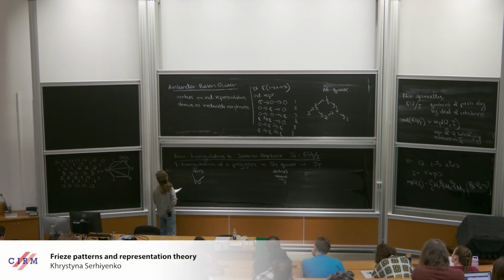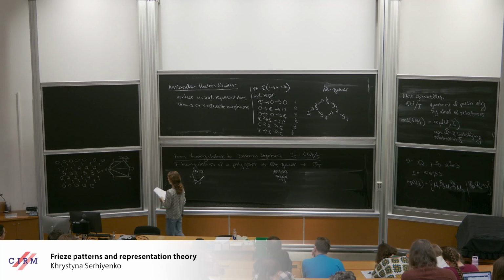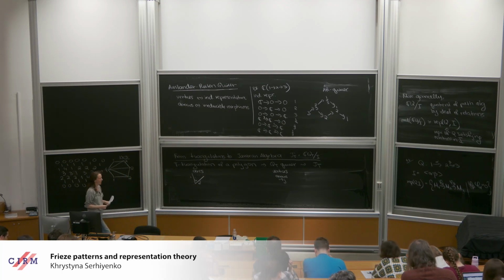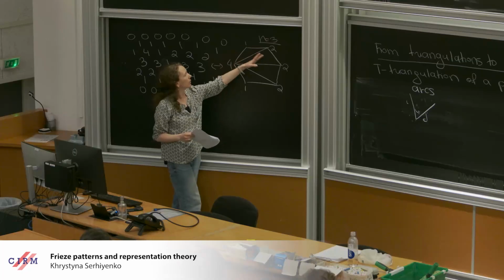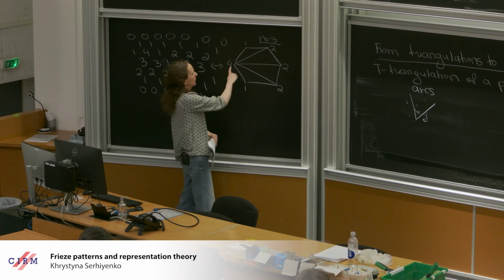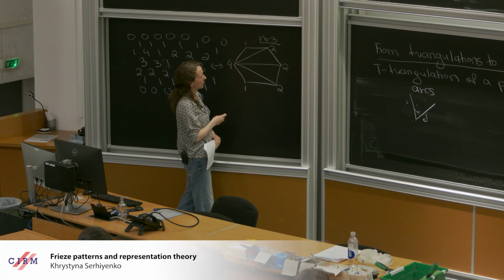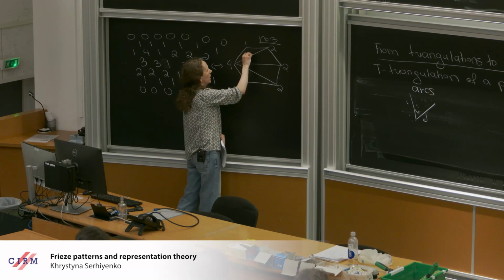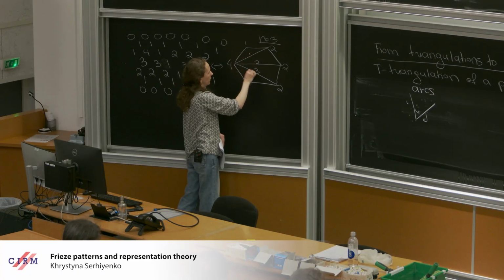Okay, so in our example, let's do it here. What do I mean? For example, this is a triangulation of a hexagon. I'm going to label my arcs in the triangulation, or my diagonals, by numbers. So let's say 1, 2, 3.